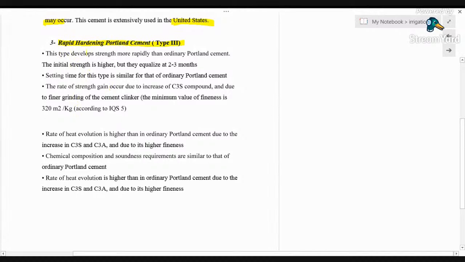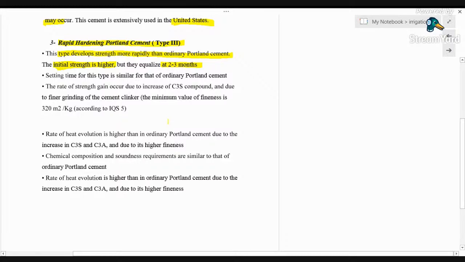So that's the first point written. This type of cement develops strength more rapidly as compared to the OPC, ordinary Portland cement. I mean, in rapid hardening Portland cement, the rate of gaining strength is higher as compared to the OPC. The initial strength is higher. Here the initial rate of gain of strength is very high, but the final strength will be the same. Initially it gains strength very rapidly, but it will be the same after 2 to 3 months.